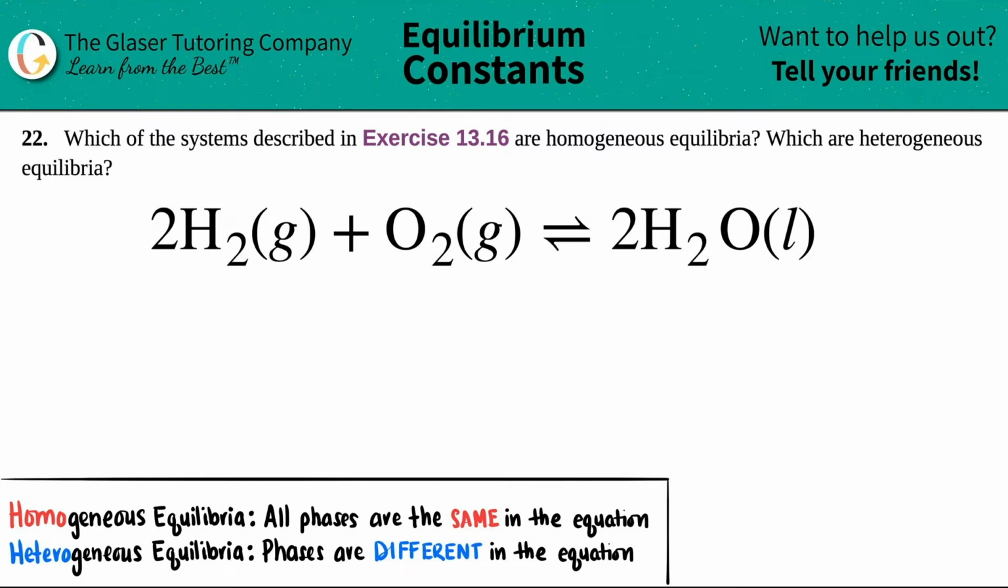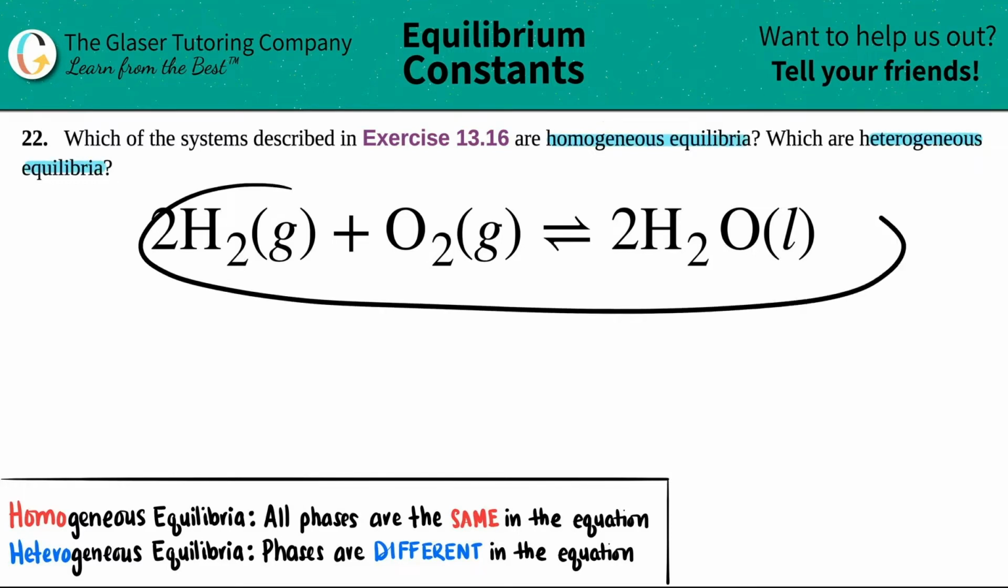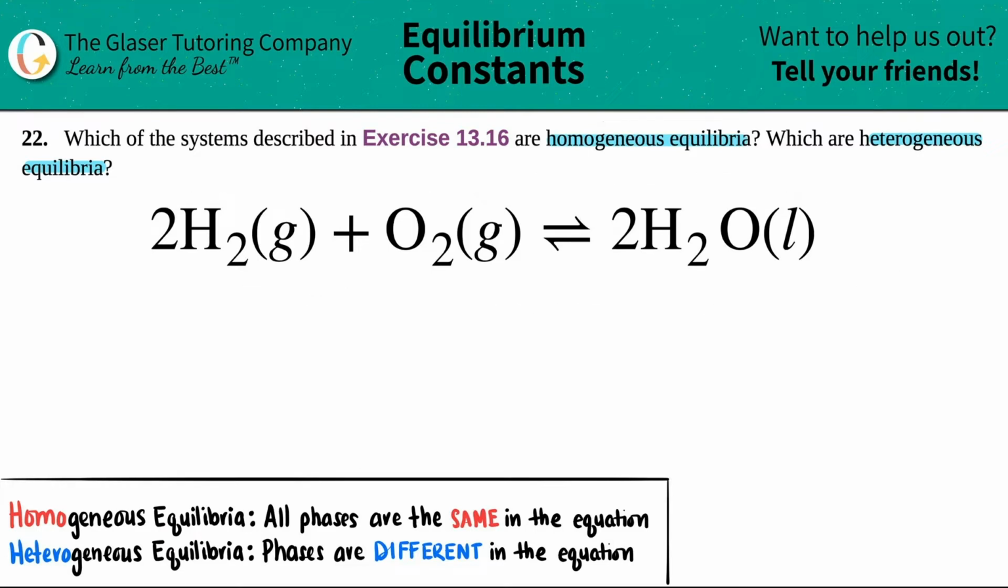22. Which of the systems described in exercise 13.16 are homogeneous equilibria and which are heterogeneous equilibria? Okay, so I pulled up one of those balanced equations. In this case, we have to find out if 2H2 gas plus O2 gas, which comes to equilibrium with 2 H2O liquid, is going to be a homogeneous equilibria or a heterogeneous equilibria. Well, the definitions are down here.